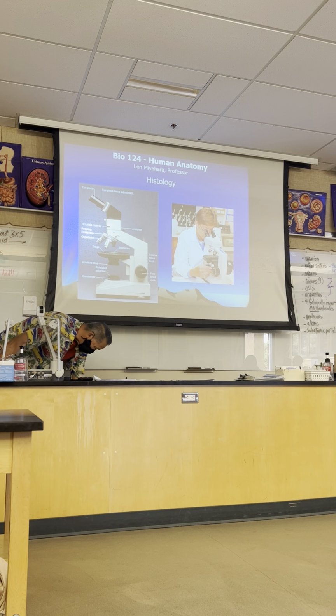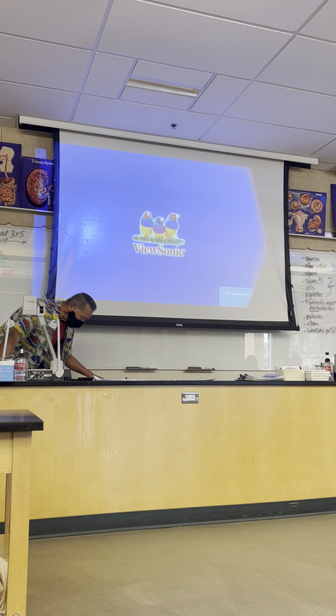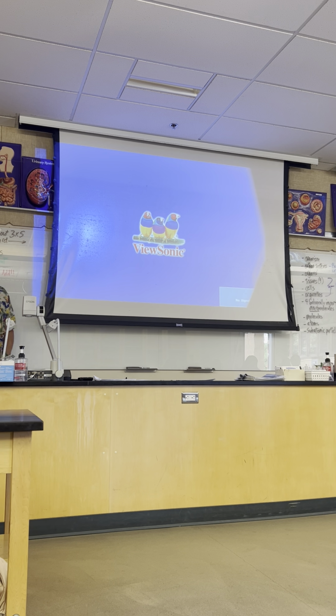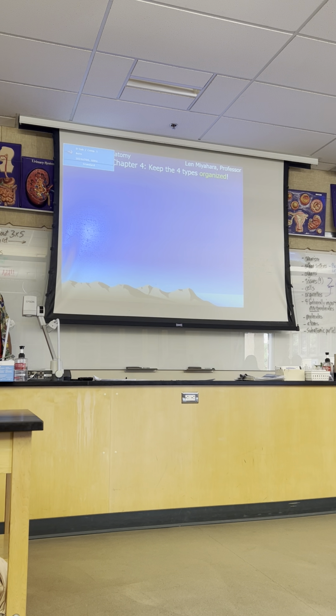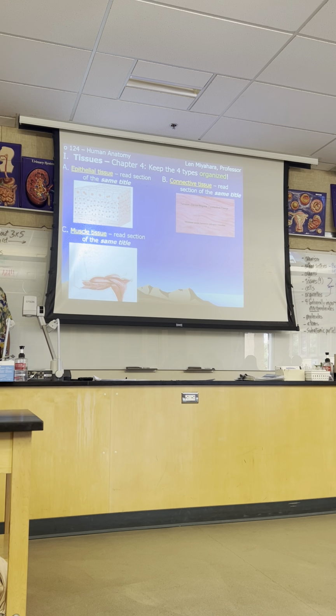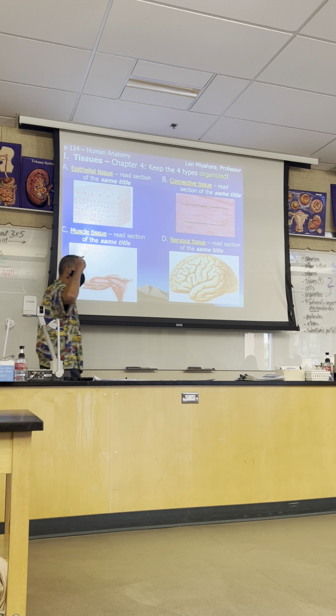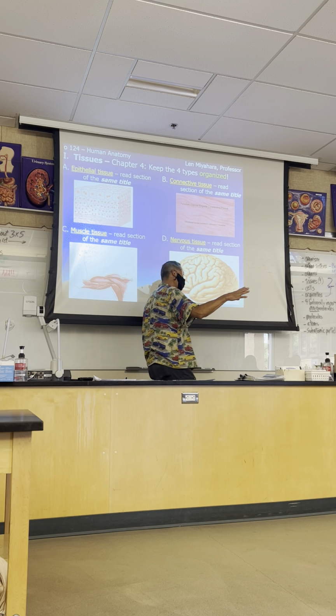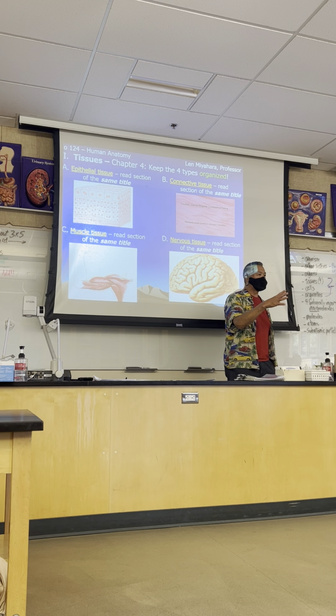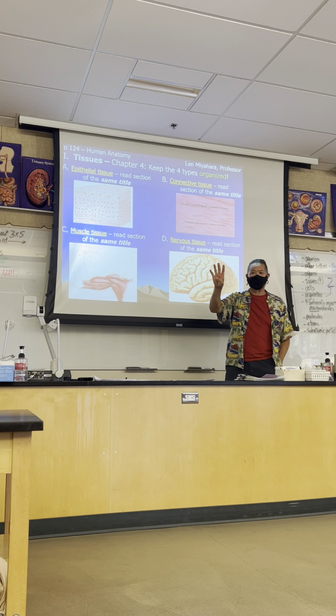So let's go through it. First of all, epithelial tissue we're going to do first. Why? By keeping it in order. It doesn't matter if it's 1, 2, 3, and 4. You can do A, B, C, or D. Doesn't matter. But keep it in order. Epithelial first, connective tissue second, muscle tissue third, nervous tissue fourth. Are we clear on what the 4 tissue types are?